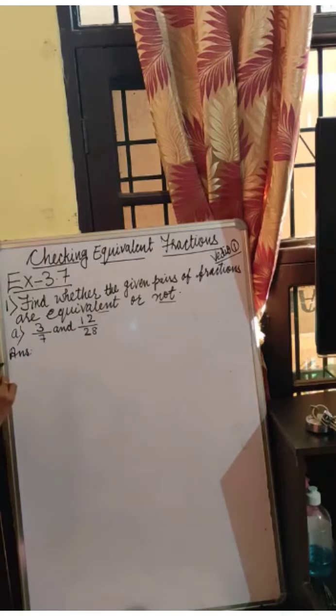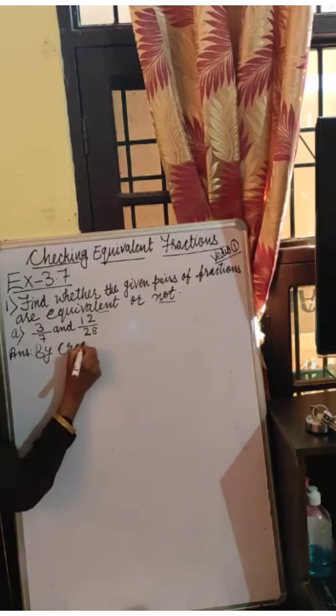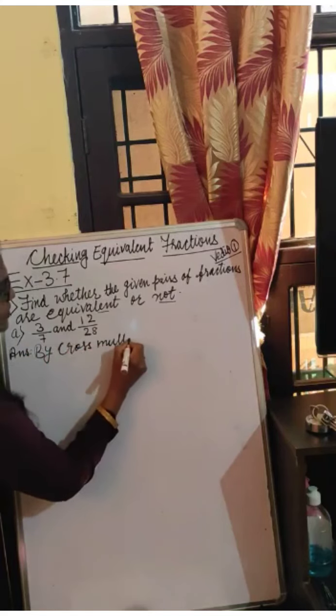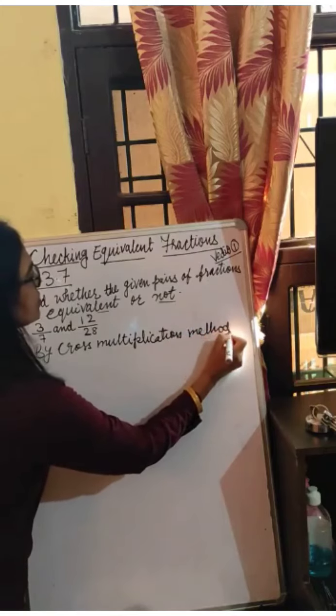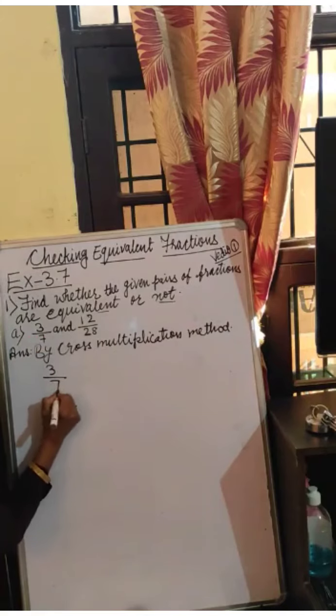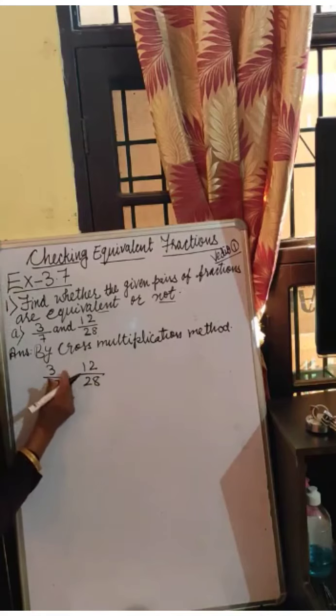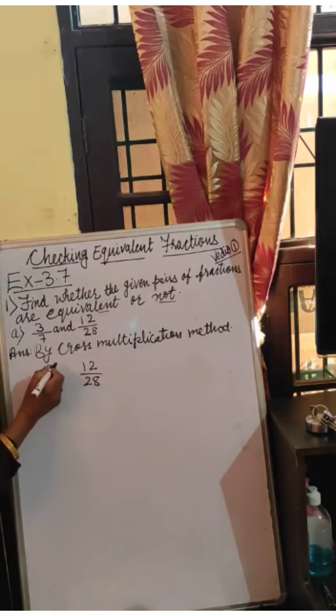So what will you do, children? You have to apply some method. Which method will we apply to check this? By the cross multiplication method. So here you have to write 3 upon 7 and 12 upon 28. You have to show cross multiplication by putting arrows.